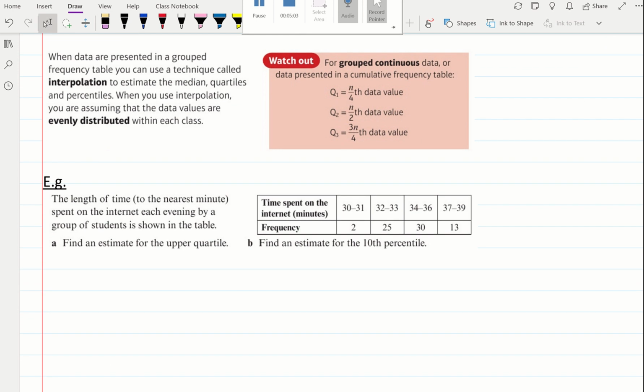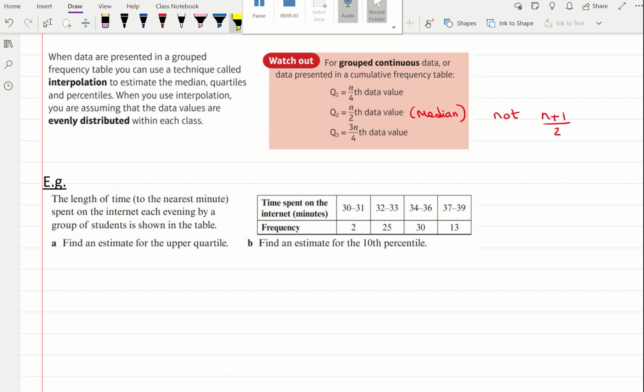Now, when the data is presented in a grouped frequency table, we are estimating, and we don't really know exactly what the value of the quartile is going to be. So for grouped continuous data or data presented in a cumulative frequency table, the lower quartile we find by doing n divided by 4. The second quartile, basically the median, we do by doing n divided by 2, so not n plus 1 divided by 2. And the upper quartile is 75% of the data.